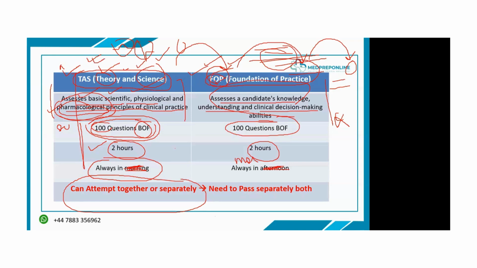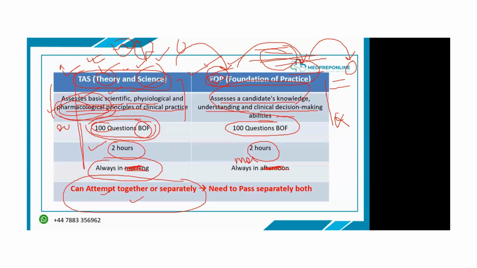But if you book only one exam, suppose you just book FOP or you just book the TAS, then you will take your exam depending upon whatever you have booked. FOP will be in the morning and the TAS will be in the afternoon. So you can attempt them together and you can attempt them separately.